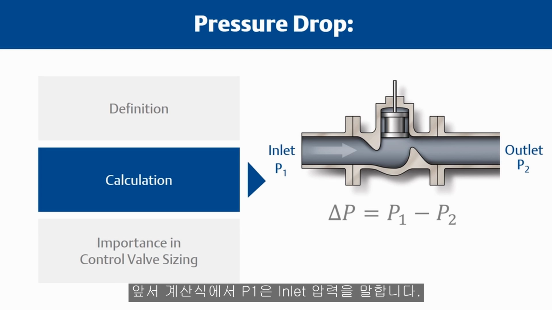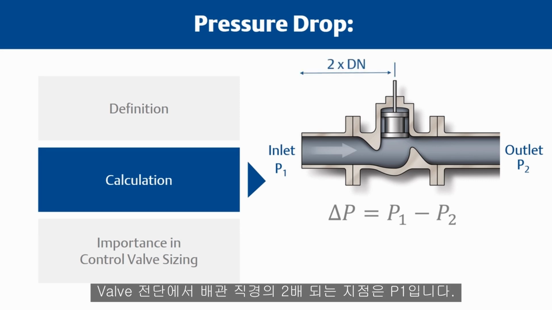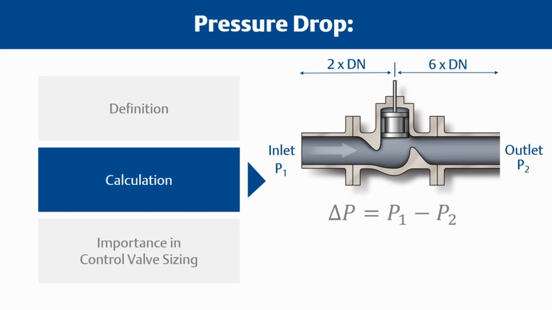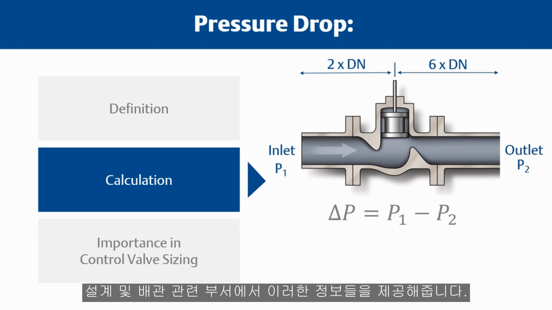Inlet or upstream pressure is shown as P1. Outlet or downstream pressure is shown as P2. P1 is measured 2 pipe diameters upstream of the valve. P2 is measured 6 pipe diameters downstream of the valve. Your process or instrumentation department will provide these variables.